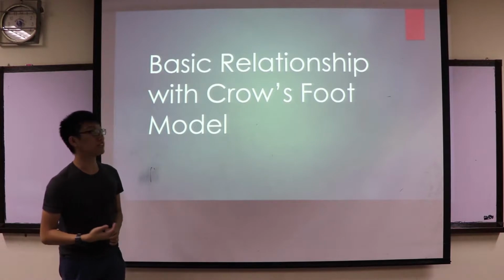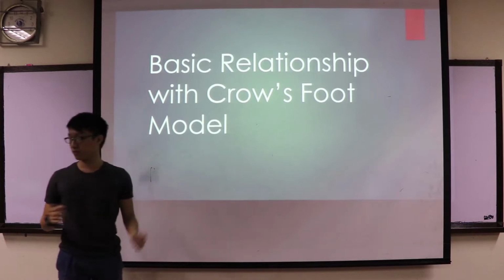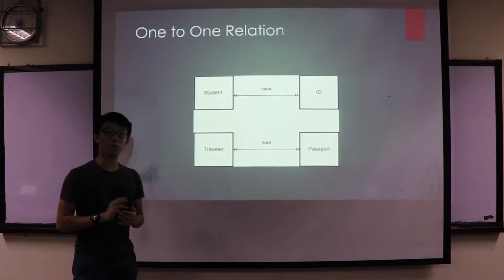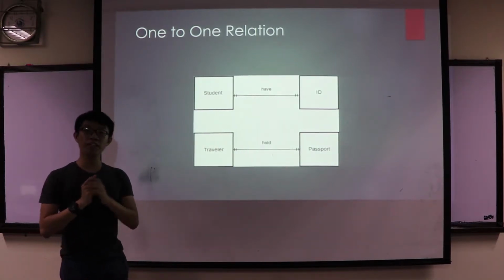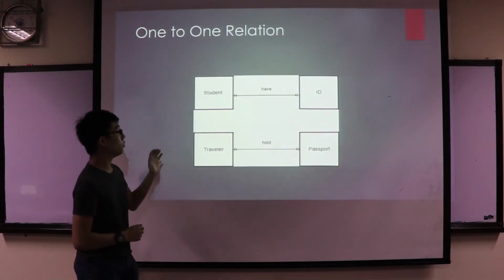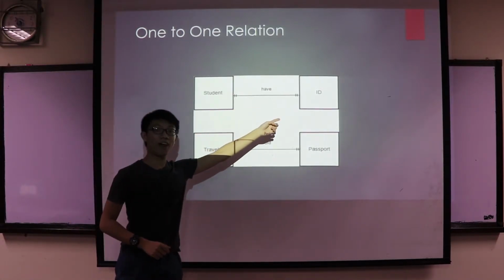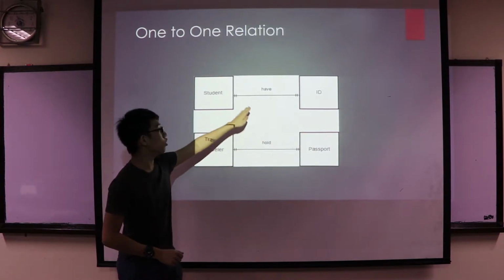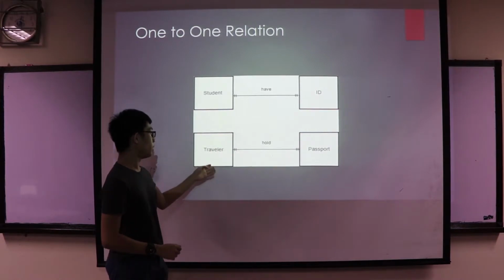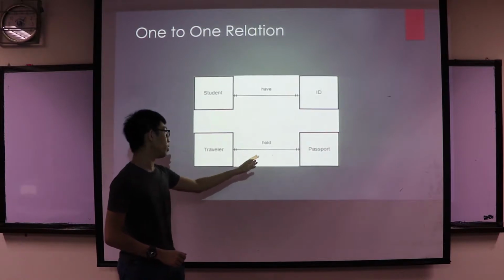So right now I'll be discussing examples of the basic relationships using the crow's foot model. For the crow's foot model, we have three types of relationship, which are one-to-one, one-to-many, and many-to-many. Right now I'll be explaining the one-to-one relationship. For example, one student could only have one ID, while one ID could only be held by one student. As for the second one, a traveler could hold only one passport, while one passport could only be held by one traveler.